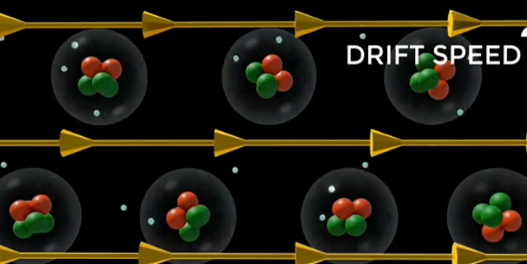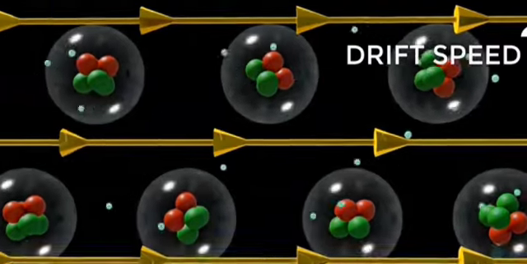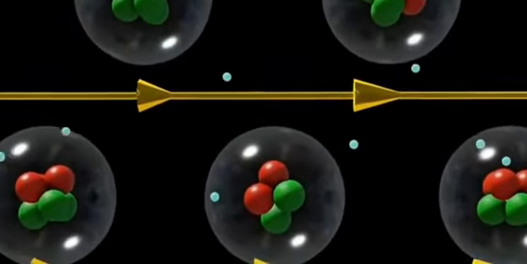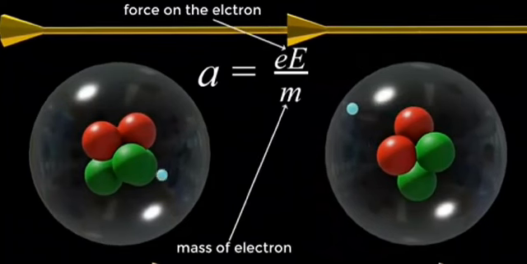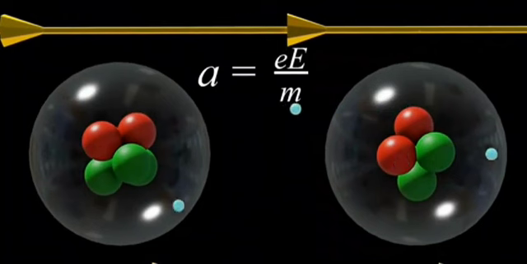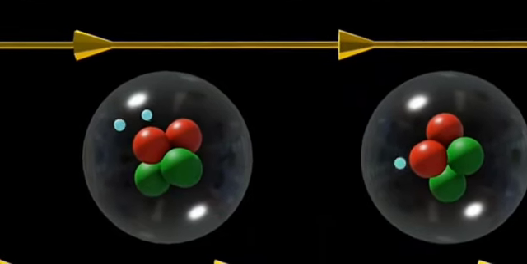If you can figure out the magnitude of this drift speed, it is very easy to calculate the value of current. Here comes the brilliant way to find the drift speed. Let's follow an electron. The electron accelerates due to the effect of the electric field. However, very soon it will collide with the nucleus and its travel will come to a halt. Then it will accelerate and collide again.